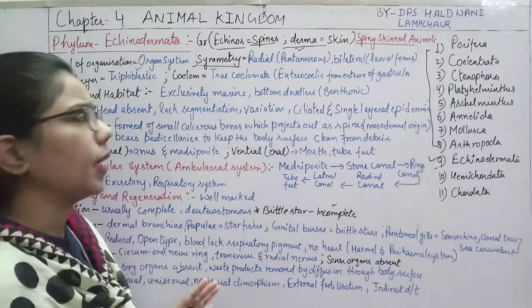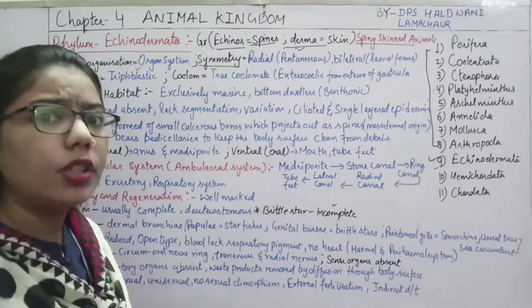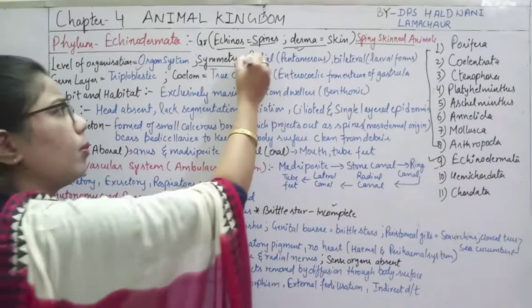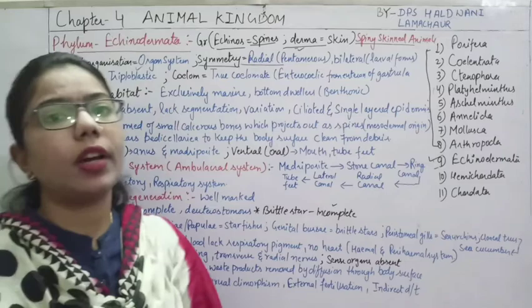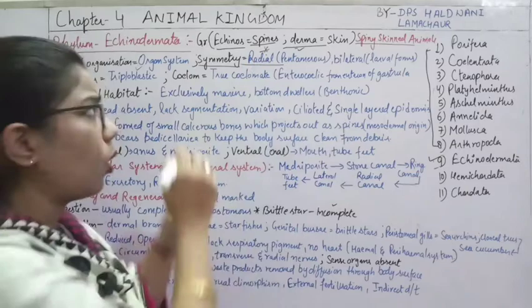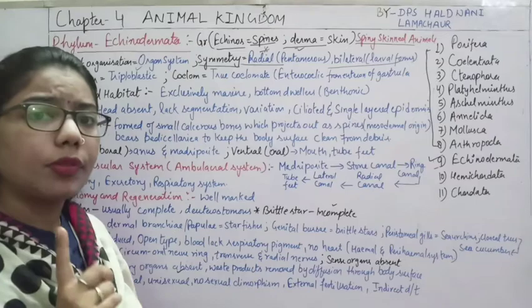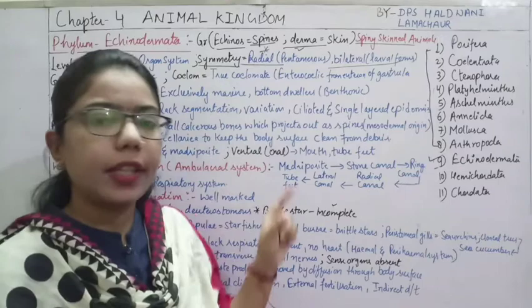So if we talk about Echinodermata, it is the only phylum in which something different happens. If you talk about the adult animal of the phylum Echinodermata, what type of symmetry do they have? Radial symmetry. But if you talk about the larval forms of these animals, they have bilateral symmetry. This question is very, very important for the MCQ: what is that phylum in which two types of symmetry are found? In adults, radial symmetry, and in larval forms, bilateral symmetry.